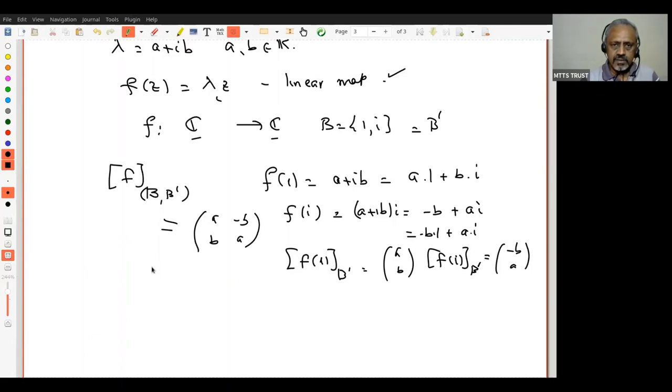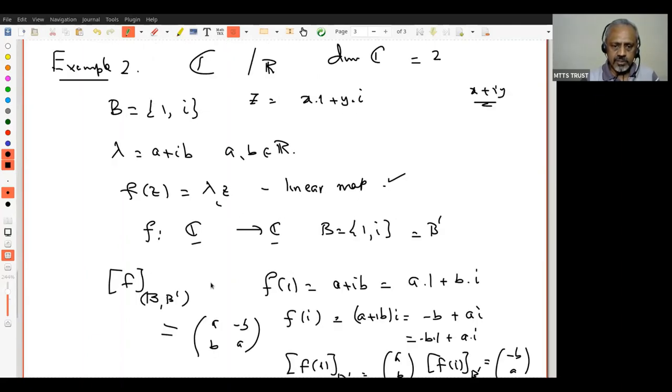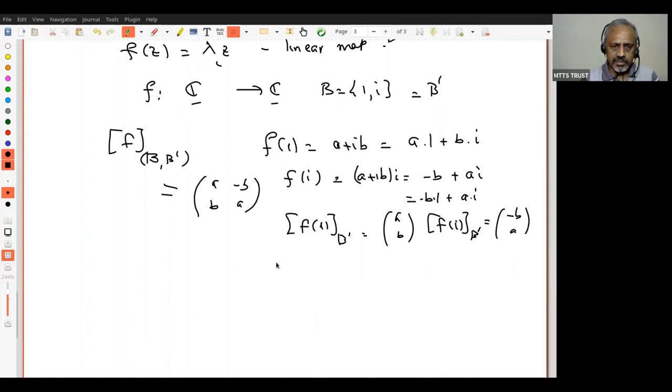Notice that this is a two-dimensional space, this is a two-dimensional space, therefore I should get a 2x2 matrix, right, as a matrix for f. So I got it. Okay, pause, review and proceed.